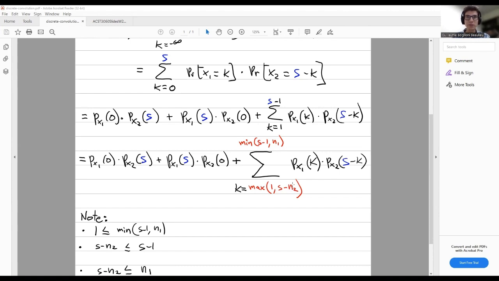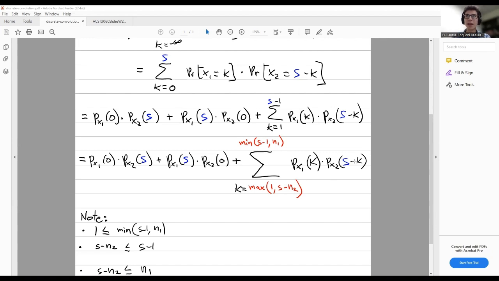So to take the specific case of k equals s minus n2, and assume this is positive. So s minus n2 positive. Replace k by s minus n2. What do you get? You get s minus s minus n2, so the s cancel out and you get n2. So that's fine. px2 evaluated at n2 is fine. It's defined in the code.